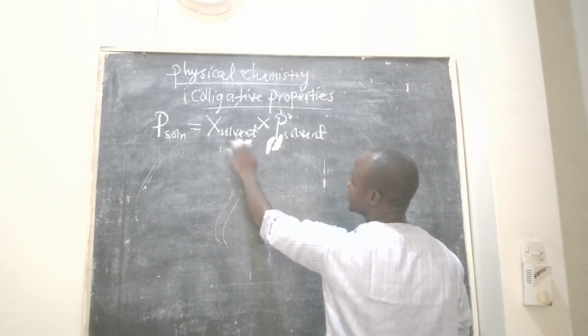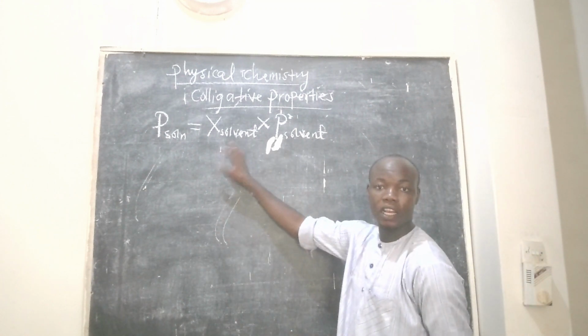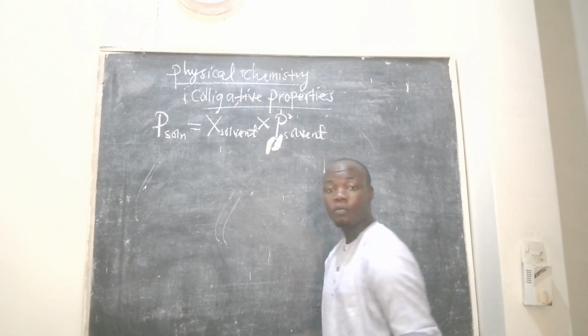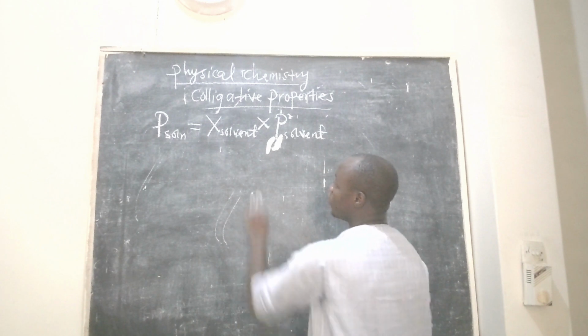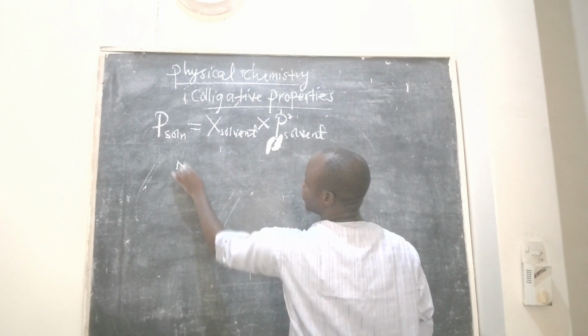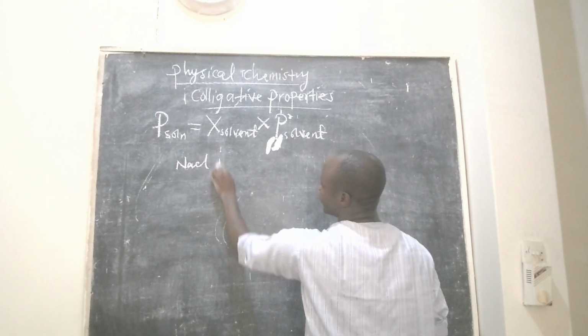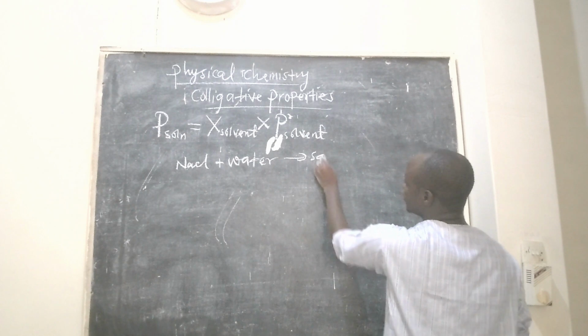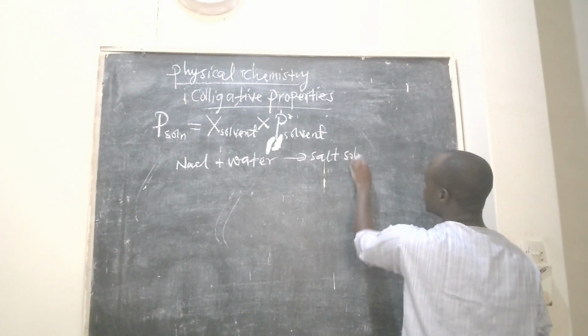So now this is the mole fraction of the solvent. And how do we calculate the mole fraction of the solvent? So remember, going to the mole fraction of the solvent, let's say your solution is made of sodium chloride plus water, a salt solution.